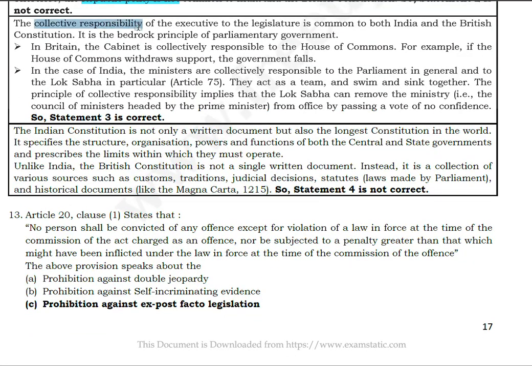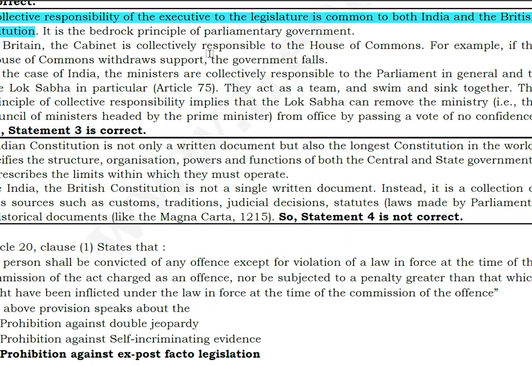The collective responsibility of the executive to the legislature is common to both India and the British Constitution. It is a bedrock principle of parliamentary government.